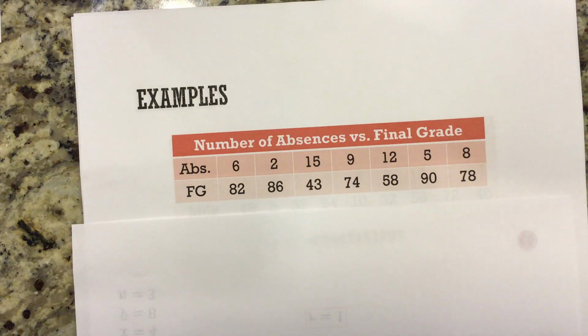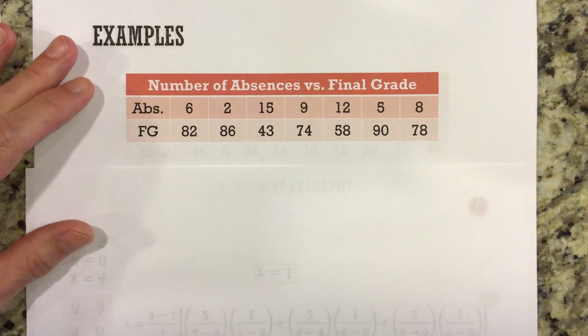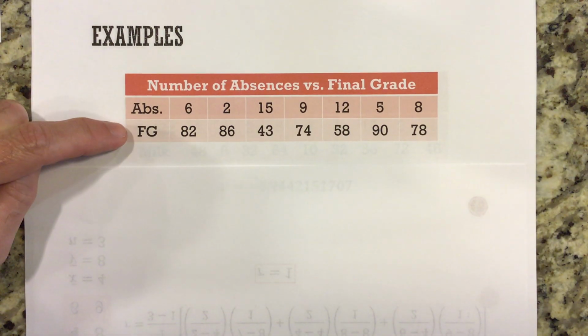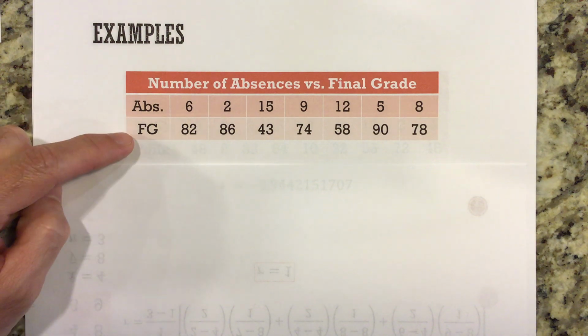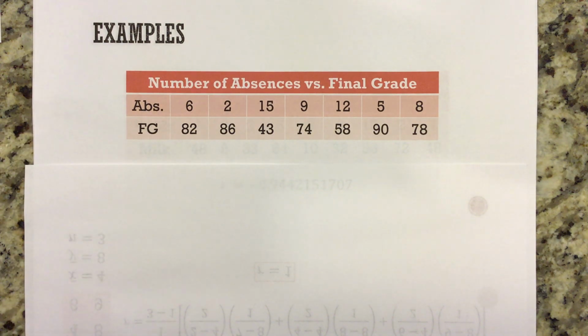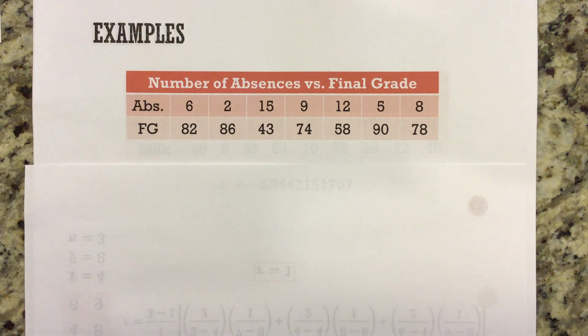All right, let's try another one. This time we have number of absences and a final grade in a class. Again, enter the data in your calculator. Okay. Then ask yourself which variable should be explanatory, which should be response. Does the person's grade explain their number of absences? Does the person's absences explain their grade?